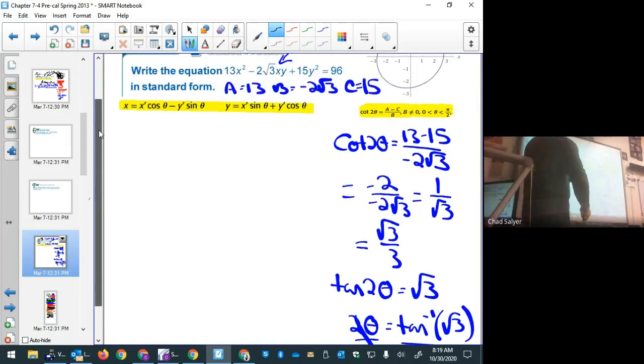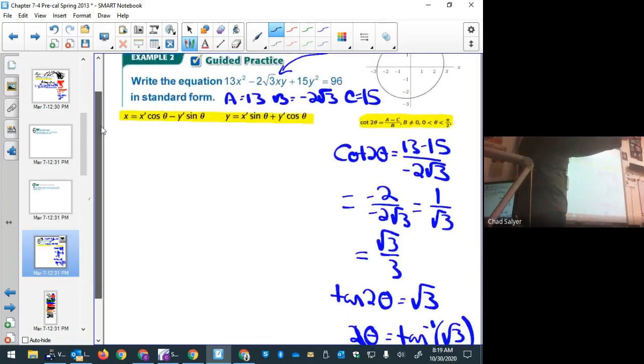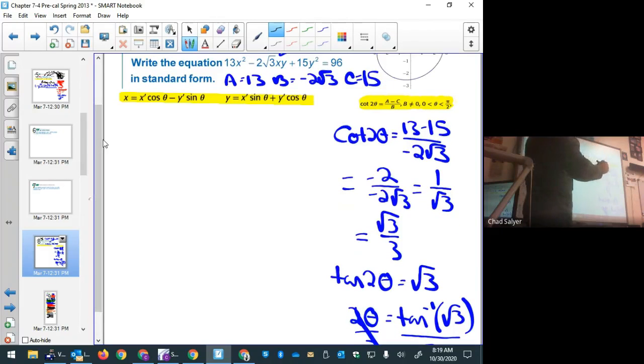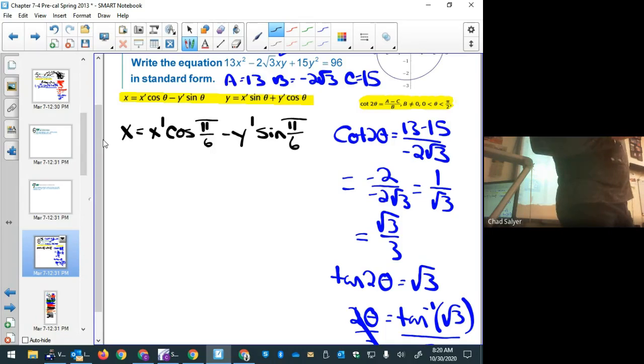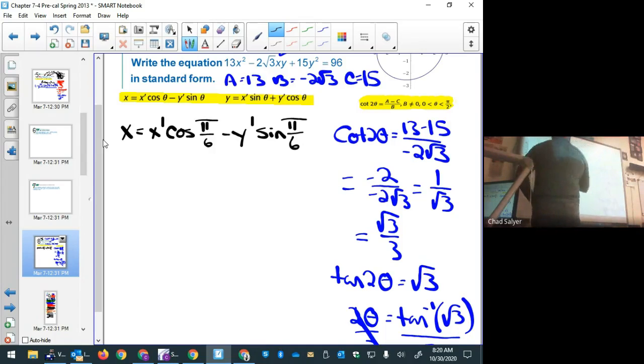Okay, so we found theta equals pi over 6 is going to accomplish our task. Get rid of that b term. Now we're going to plug that in here. So x equals x prime times the cosine of pi over 6 minus y prime times the sine of pi over 6. Remember your unit circle. Pi over 6, that's that 30 degree mark. The x coordinate, the cosine, was the square root of 3 over 2. The y coordinate, the sine, was 1/2. So we're going to plug that in from the unit circle.